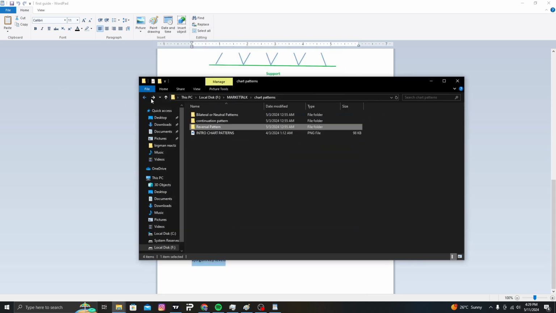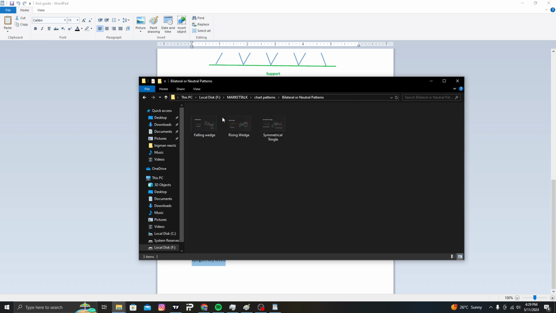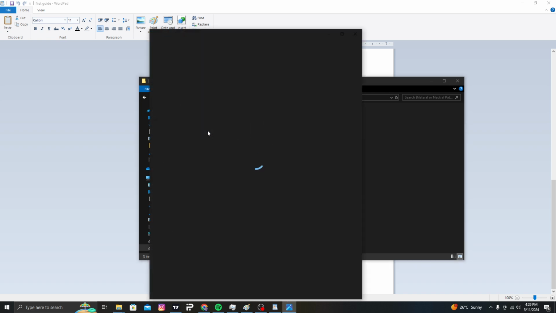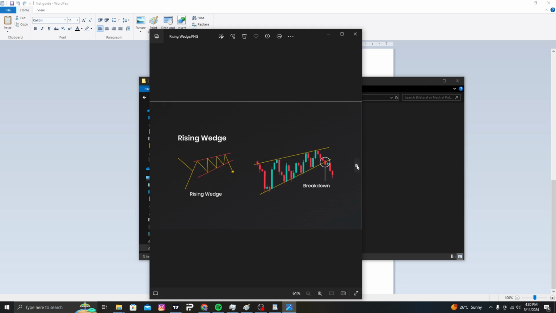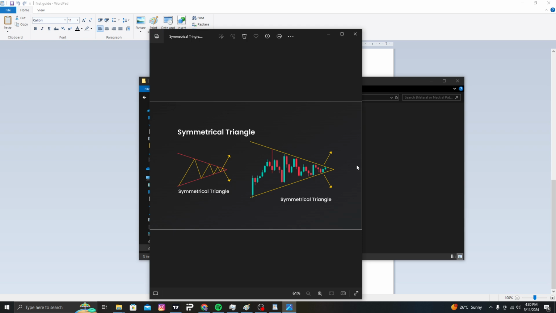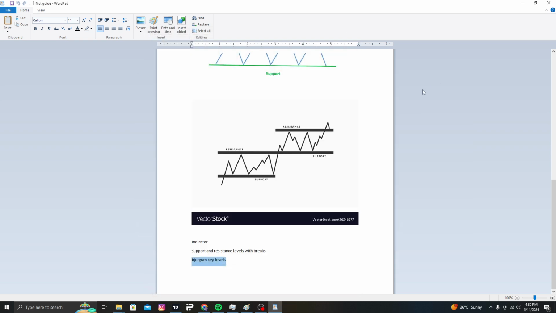Now we go to the last one. We call them neutral patterns. You don't know where they are going. You just have to wait for a break to happen to know where they are going. So I want to make a PDF of all these things and put them on my website so you guys can use them. But I have to teach you how they work first.